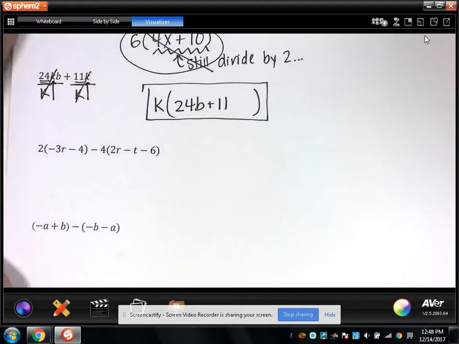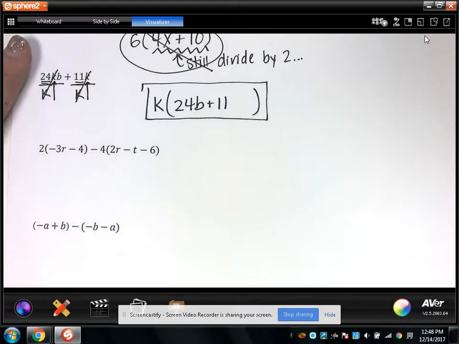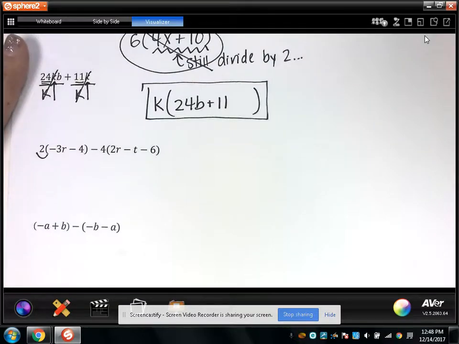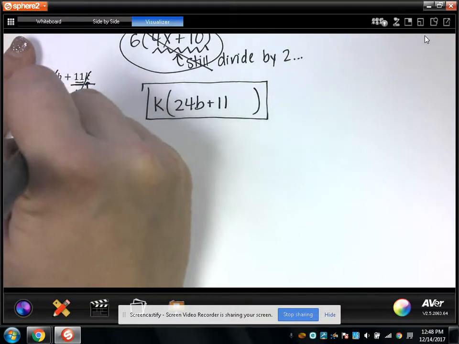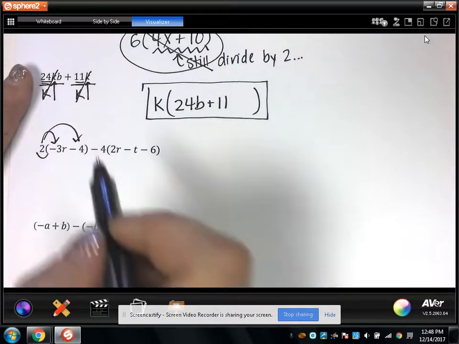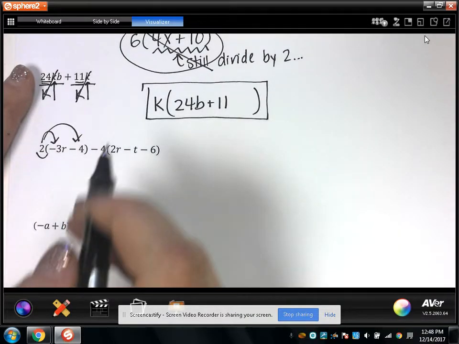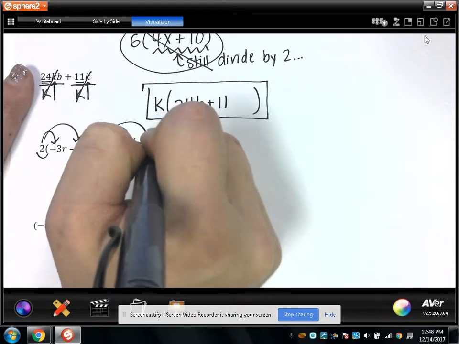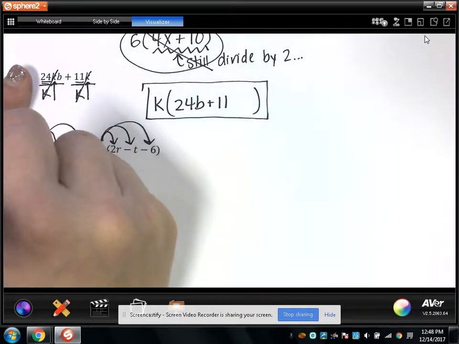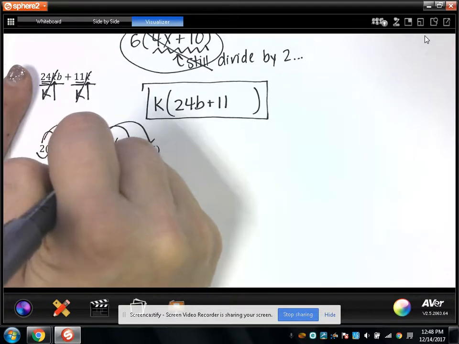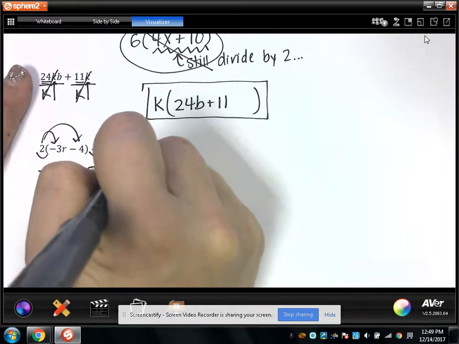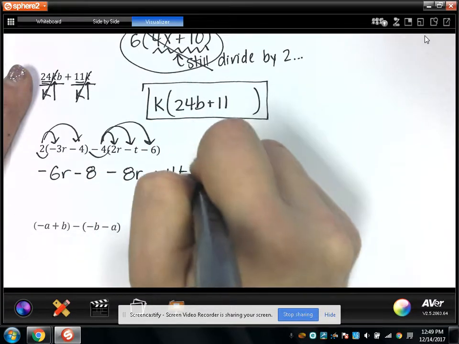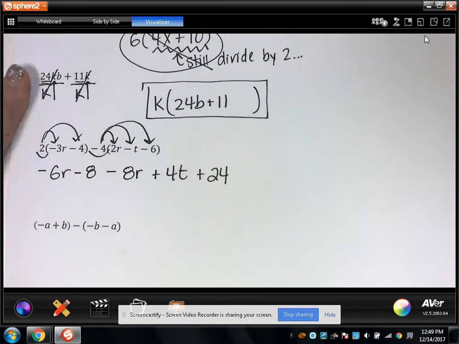Okay, I'm just going to go over some examples of how to distribute and then combine like terms. When there's a number touching the parentheses, it's being multiplied by every term inside the parentheses, so you have to distribute it. And here, you're not going to distribute the 4, you're going to distribute the negative 4 to all the terms inside the parentheses. So I'm going to get negative 6r minus 8 minus 8r plus 4t plus 24. Be careful.